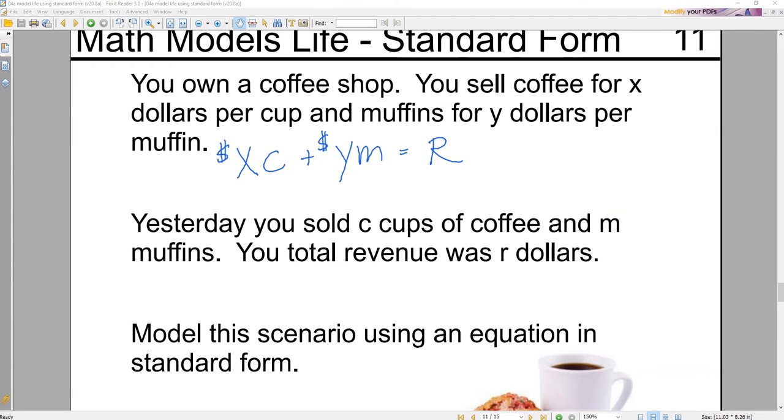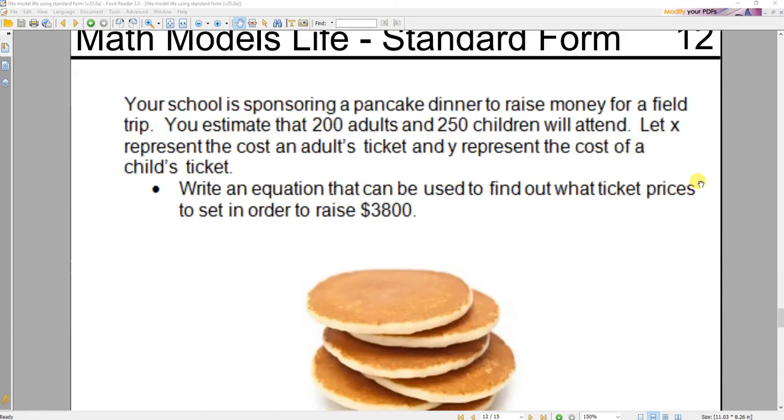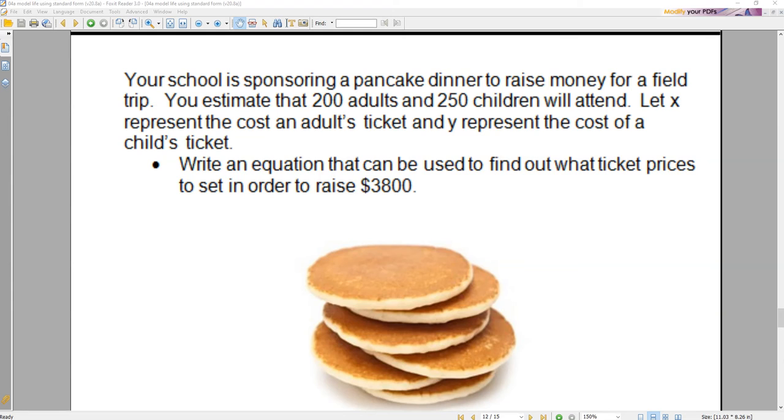So what's my next slide? Okay. $200 adults times X, which is the cost of an adult ticket, plus 250 kids times Y, which is the cost of a kid's ticket, equals a total of $3,800.